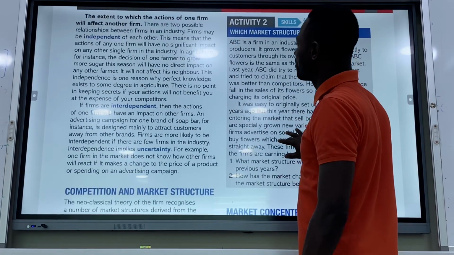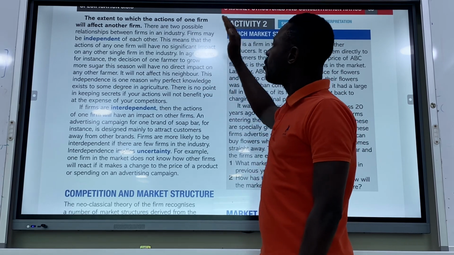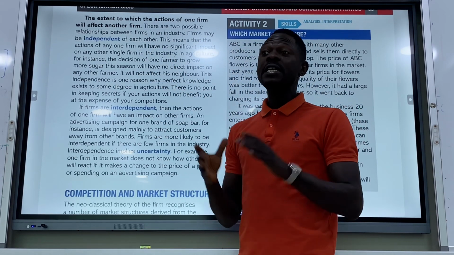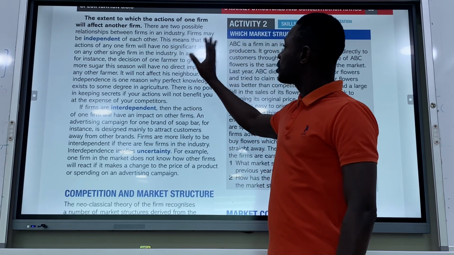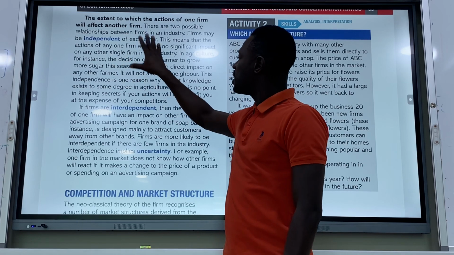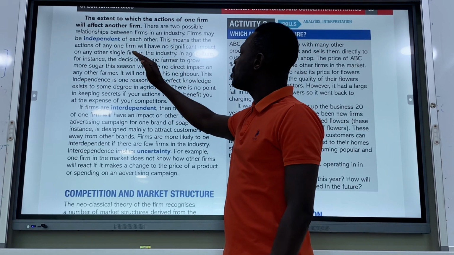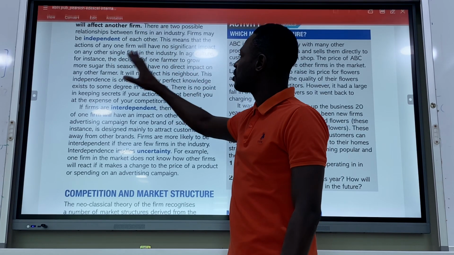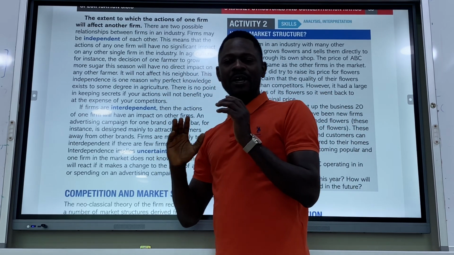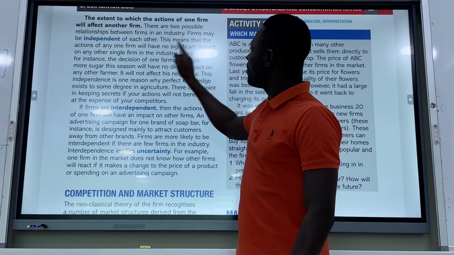The last one is the extent to which the actions of one firm will affect another firm. Here we're talking about the interdependence of firms in the market. There are two possible relationships between firms in an industry. First may be the independence of each other. This means that the actions of any one firm will have no significant impact on another single firm in the industry. So here, a firm may be independent.